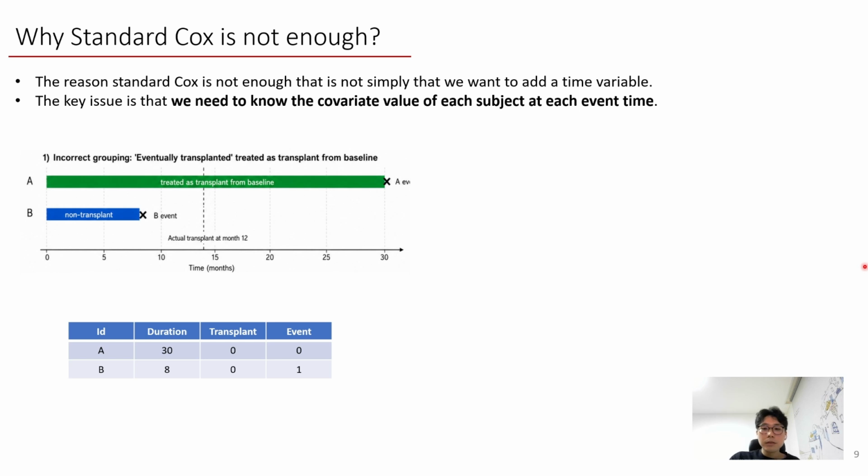The reason the standard Cox model is not enough is not simply that we want to add a time variable. The key issue is that we need to know the covariate value of each subject at each event time.